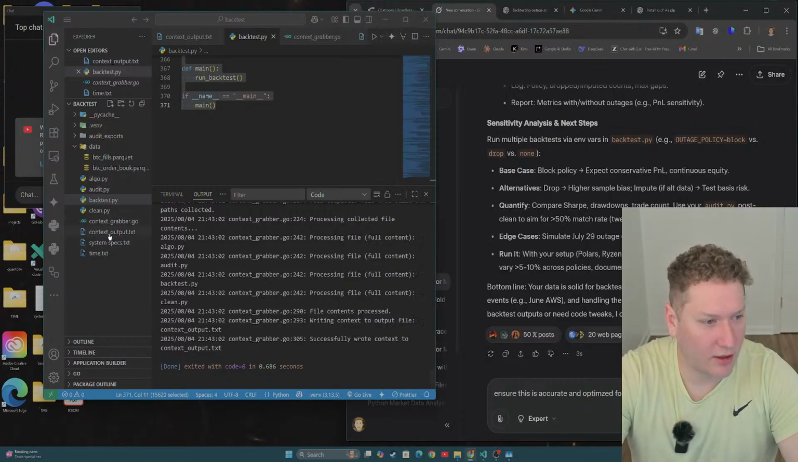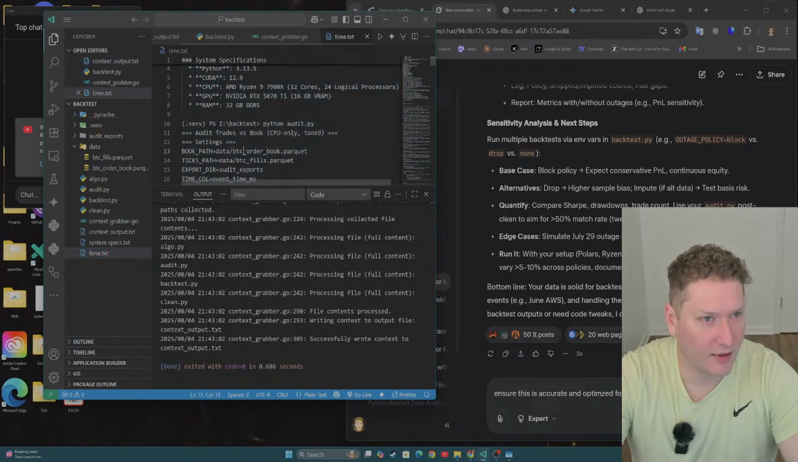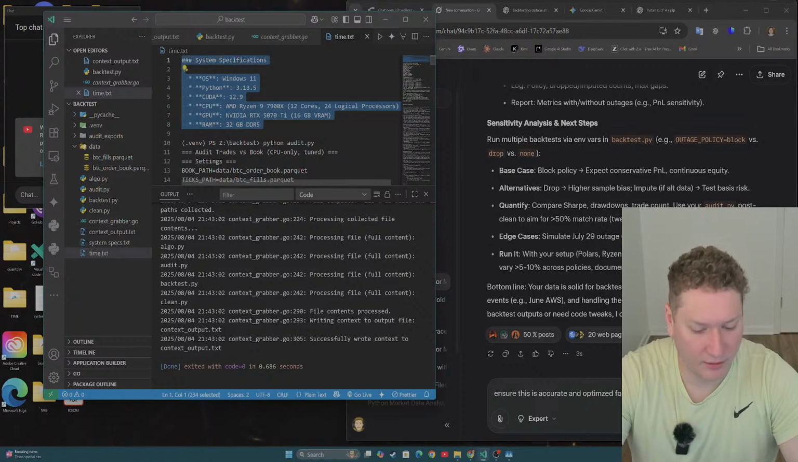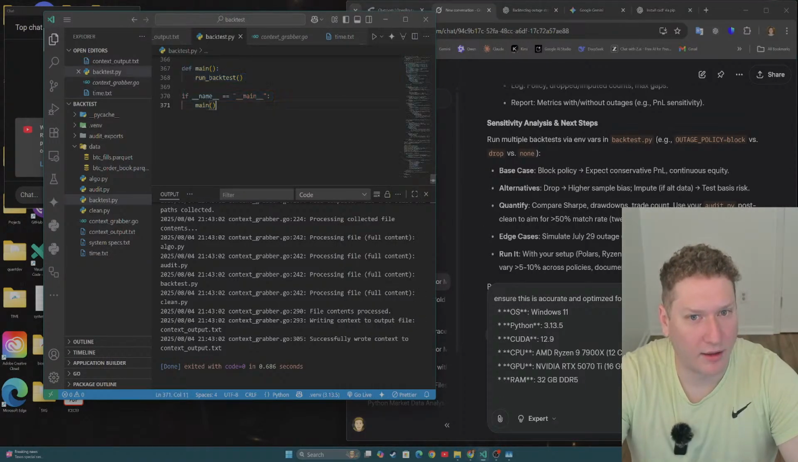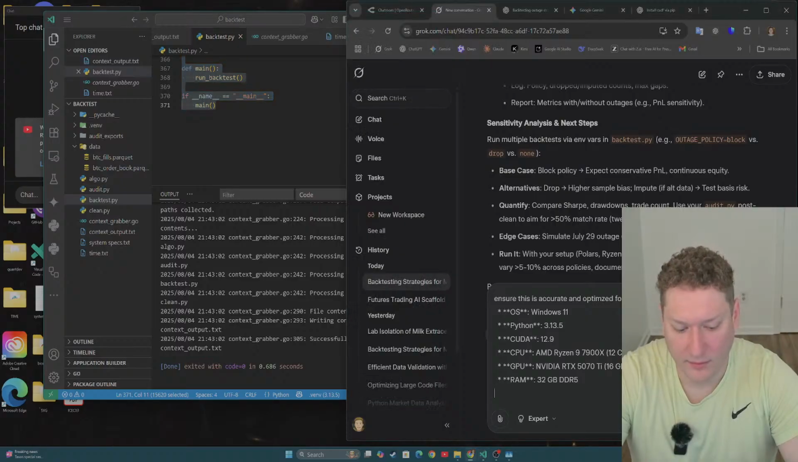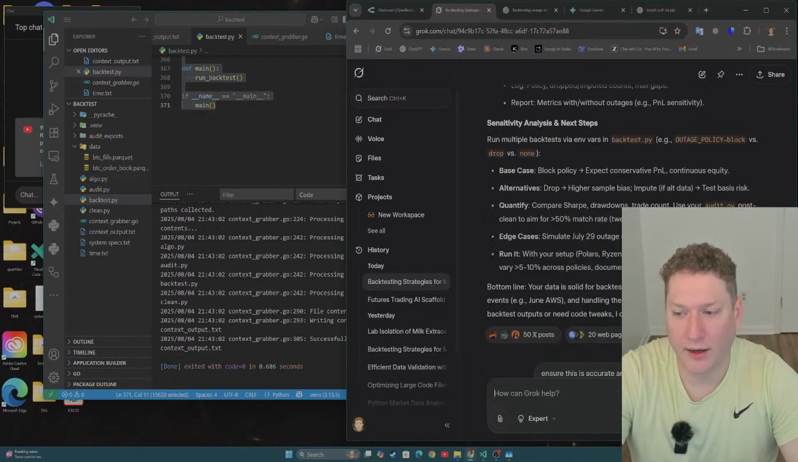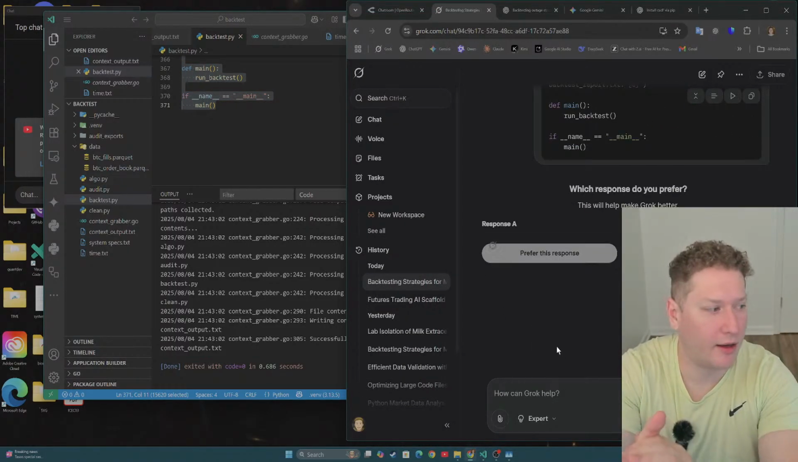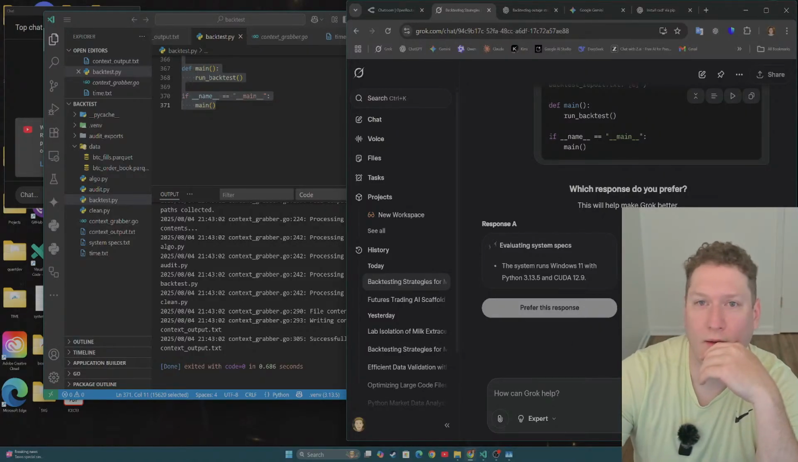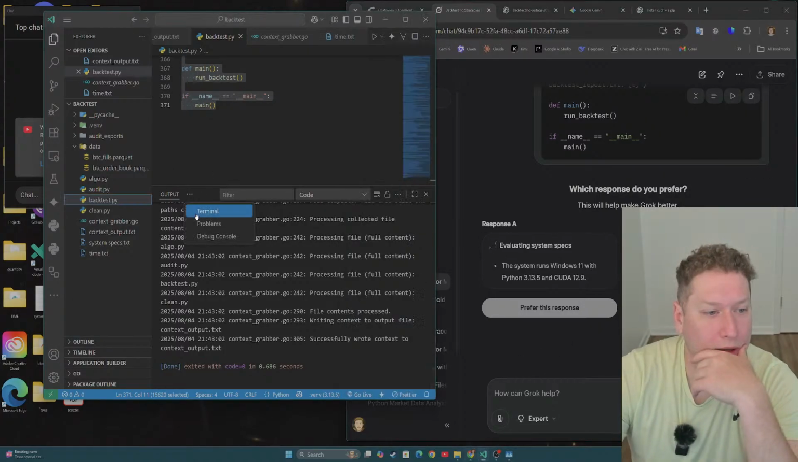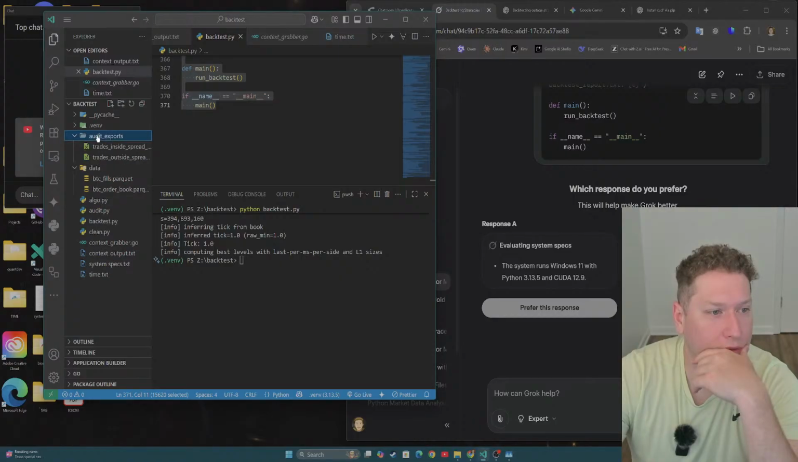Let's make sure that, specifically, I want to just focus on the backtest file. We'll let Grok take a look at it. All right, we don't really need that anymore.